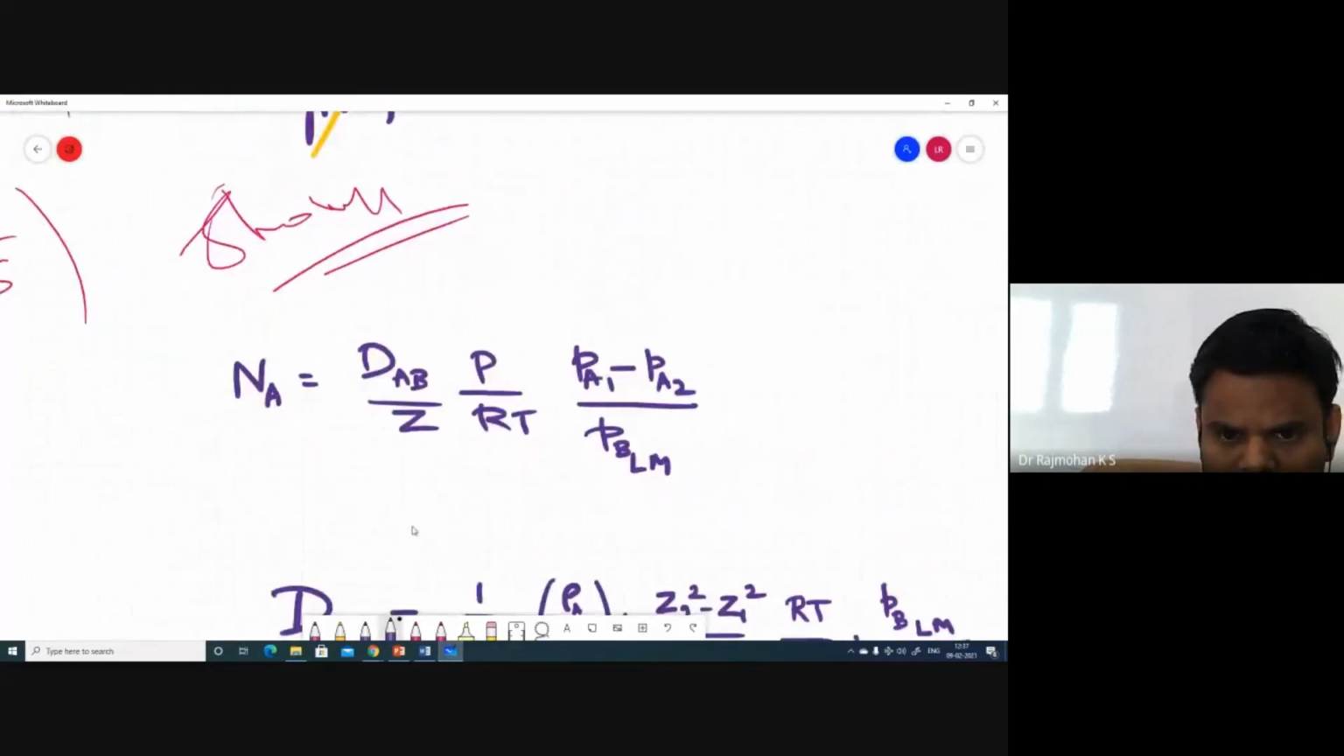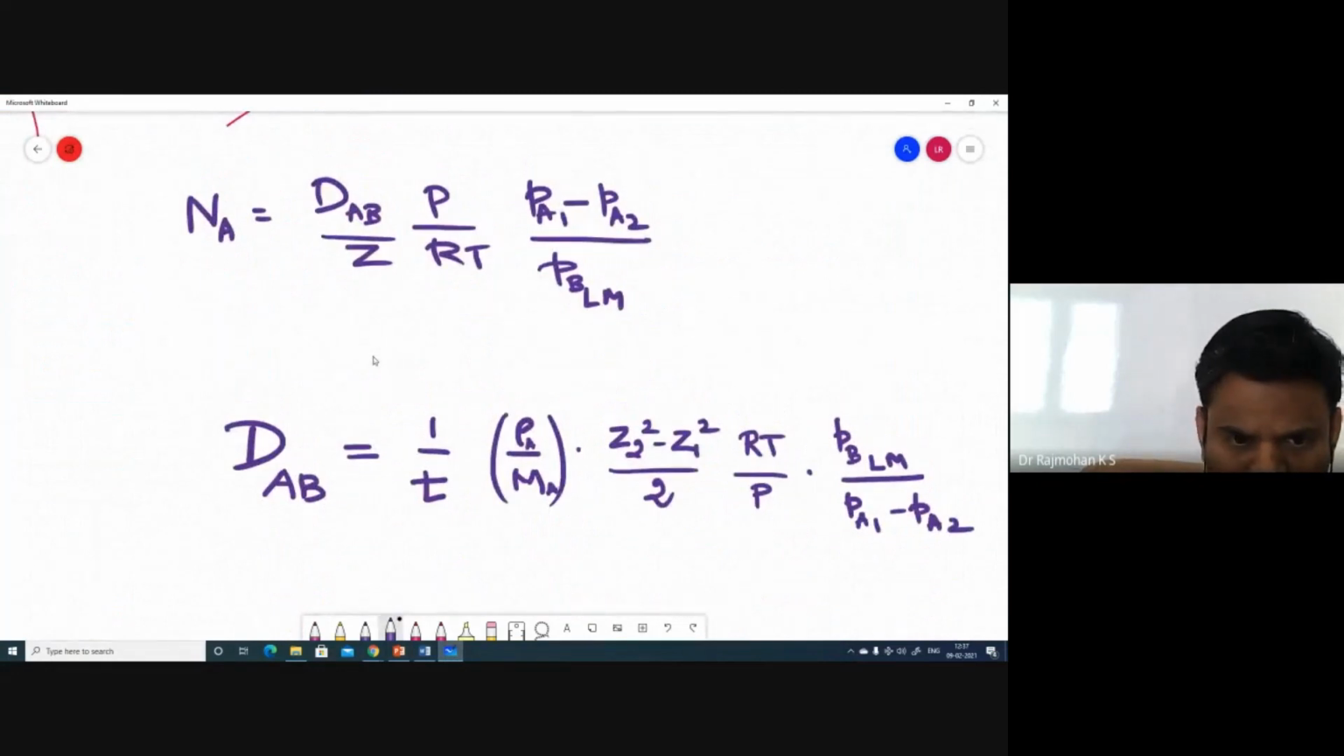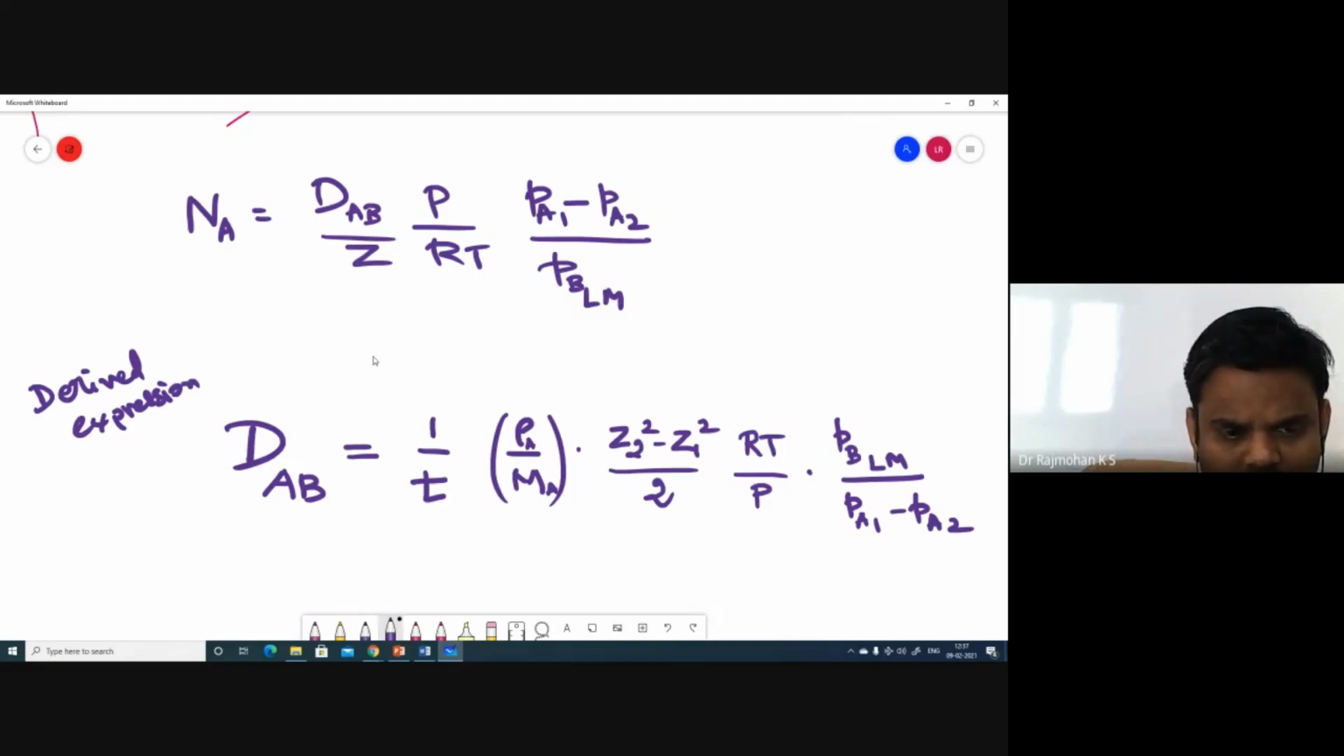We derived this expression in yesterday's class, which is the experimental determination of diffusivity, in which we have the rho by M term, the RT by P term, and Z2 squared minus Z1 squared by 2t. And in the numerator we have PB logarithmic mean by PA1 minus PA2. So this is the derived expression, assuming the pseudo steady state assumption. And this is the flux equation which we have derived for gases in terms of partial pressure.